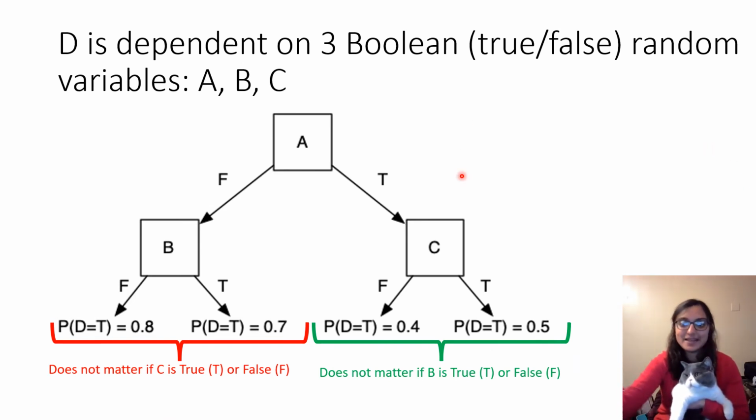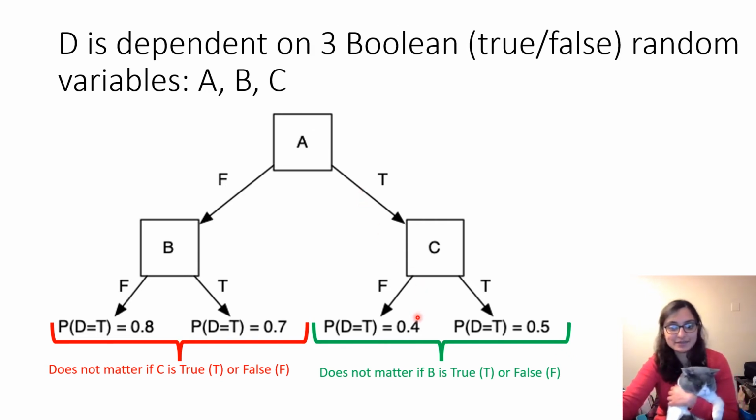The first one is that we have four random variables that are Boolean: A, B, C, and D. The variable D depends on three Boolean random variables that are true or false. A can be true or false, B can be true or false, C can be true or false. As you go along each of these outcomes, you have to see the probability that D is true or false. On this side of the tree, we go along A being false and B being false or true, and we have an outcome for D, so it does not matter if C is true or false. Similarly, on the other side, if we go along A being true and then C, it does not matter if B is true or false.